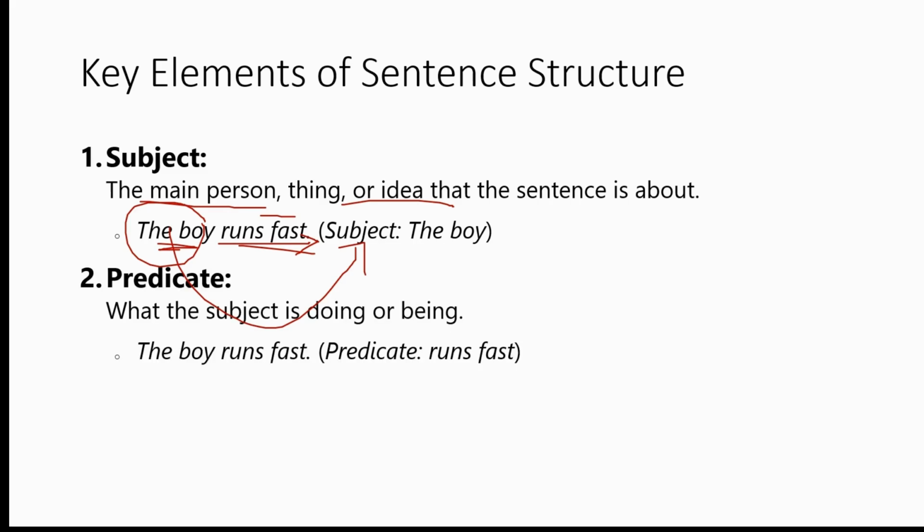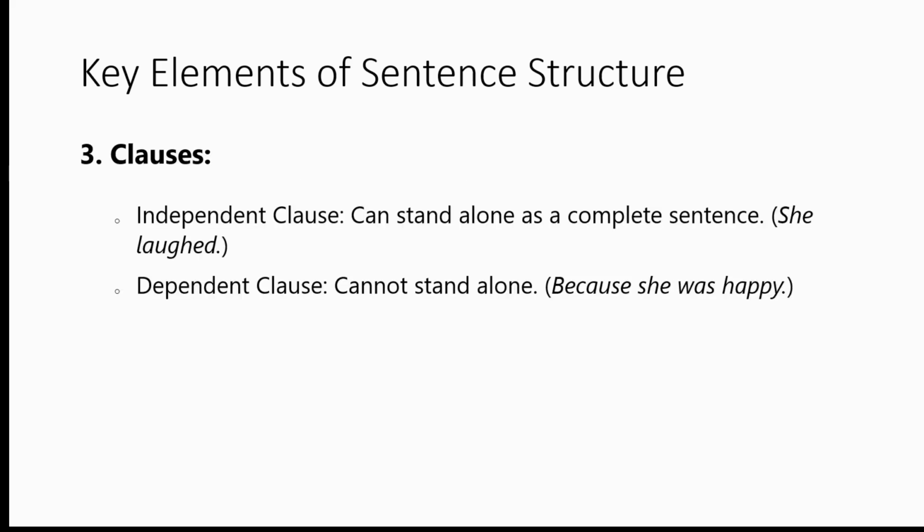If we talk about predicate, what is being said about the subject? So the boy is subject. What does the boy do? Runs fast. So runs fast tells about the subject. So this is a subject, and what tells about it is a predicate. So the part that tells about the subject is called predicate, and about whom this is being told is called subject.